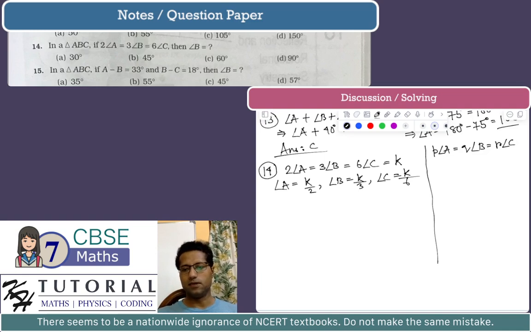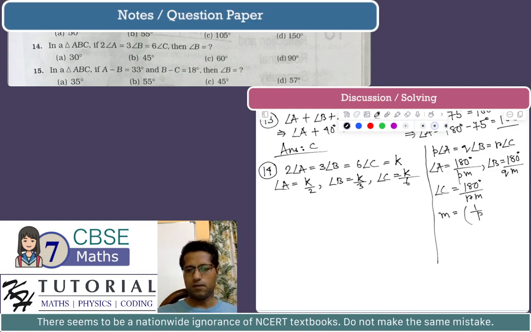then you can directly know the values of angle A, B and C. Angle A will be 180 degree divided by P times M, because P was given with angle A. I will let you know what is M. Similarly, angle B will be equal to 180 degree divided by Q times M, since Q was with angle B. And angle C is equal to 180 degree divided by R times M. Now what is M? M is 1 by P plus 1 by Q plus 1 by R. If you remember this formula, then you can quickly apply it to solve the problem.